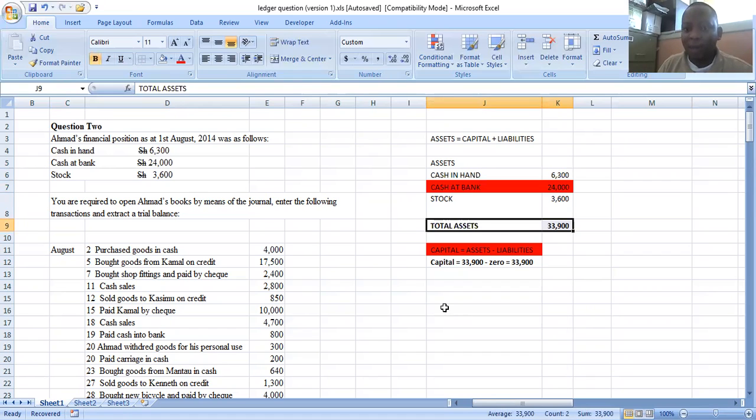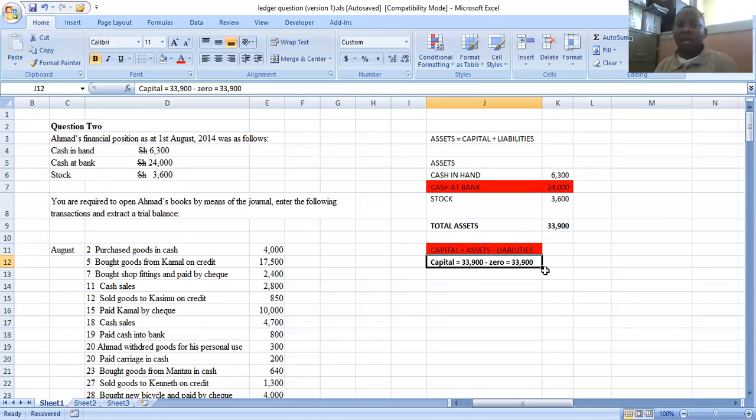And being that there are no liabilities, where capital is equal to assets minus liabilities, and assets in total we've seen is 33,900, then minus zero liabilities, we get our capital to be 33,900. So at the beginning of that particular period for Ahmad's business, the capital was 33,900, and the total for the assets that the business had was 33,900.